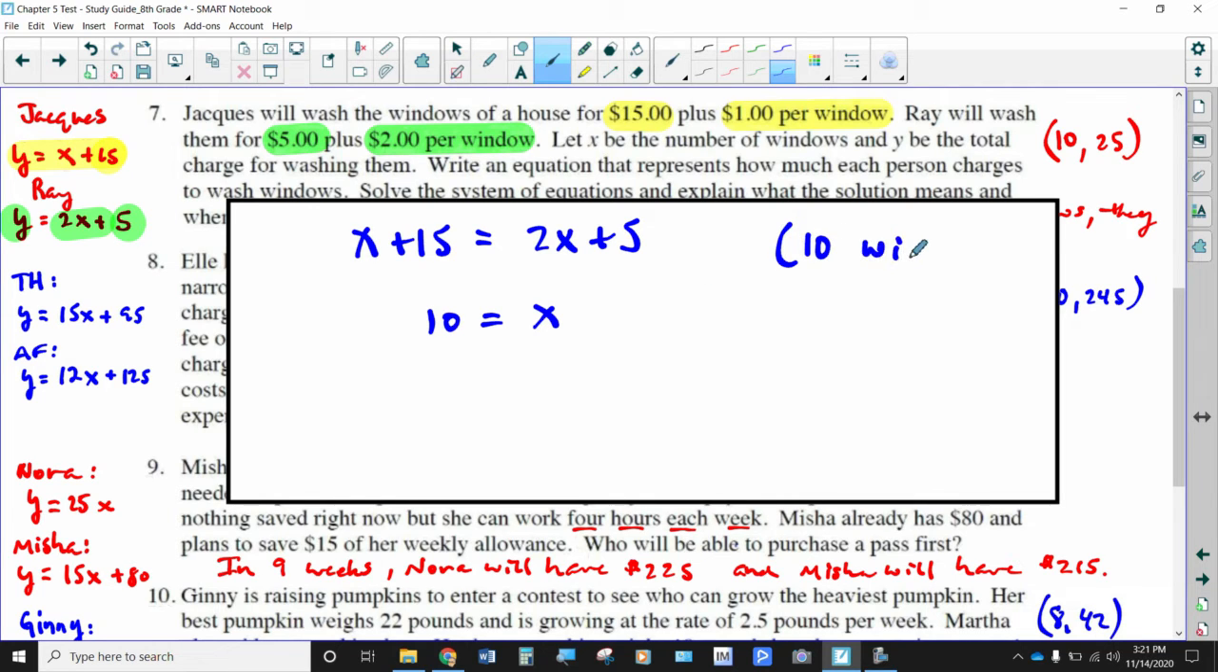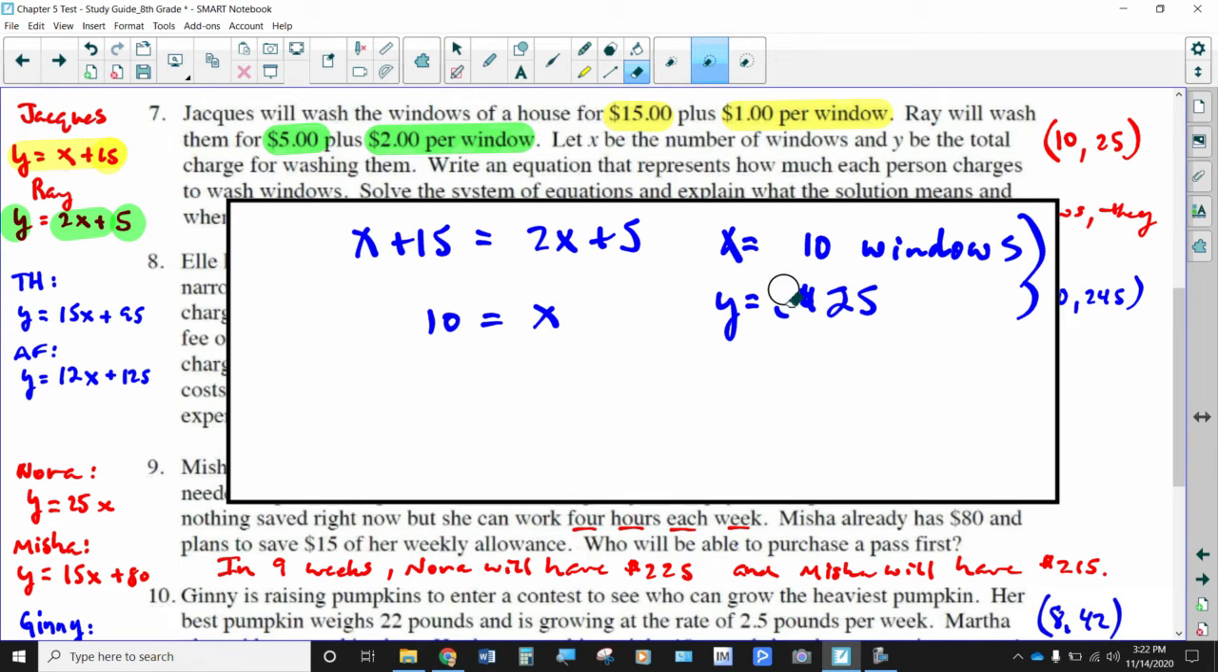That is 10 windows, right? When 10 windows are being washed, how much money is that going to be? Well, 10 plus 15 is $25. And here, 20 plus 5 is $25. All right. So yes, I don't like those parentheses. Let's just get rid of those. So that's in essence what this ordered pair means.